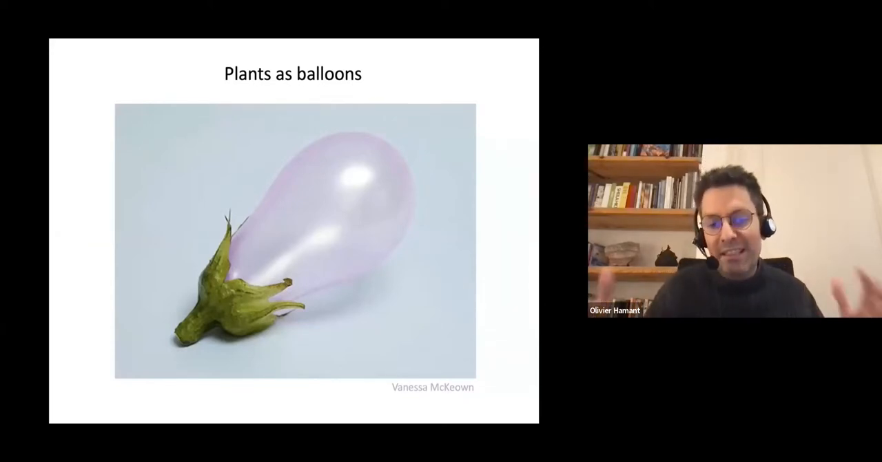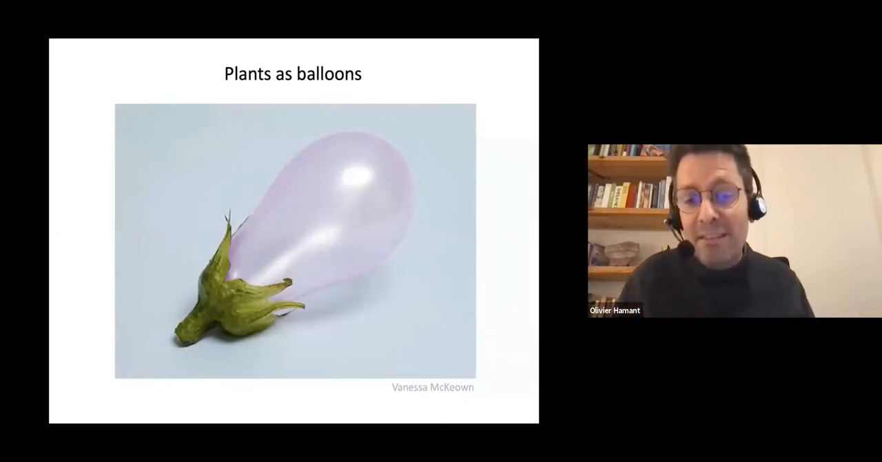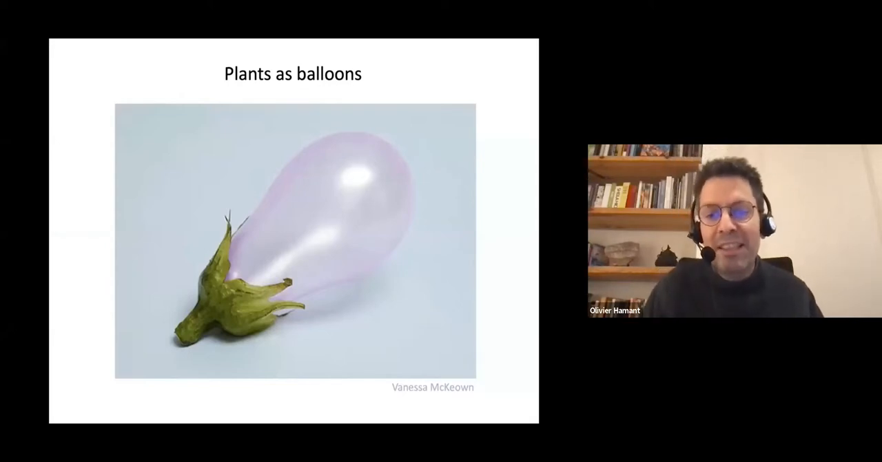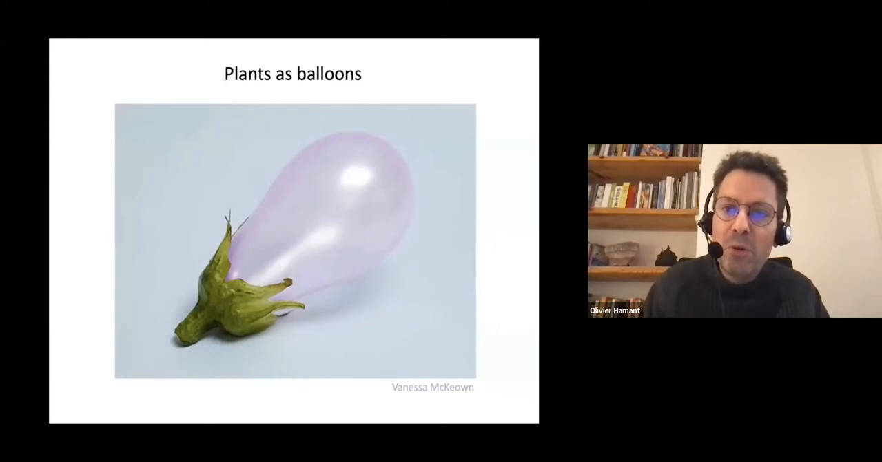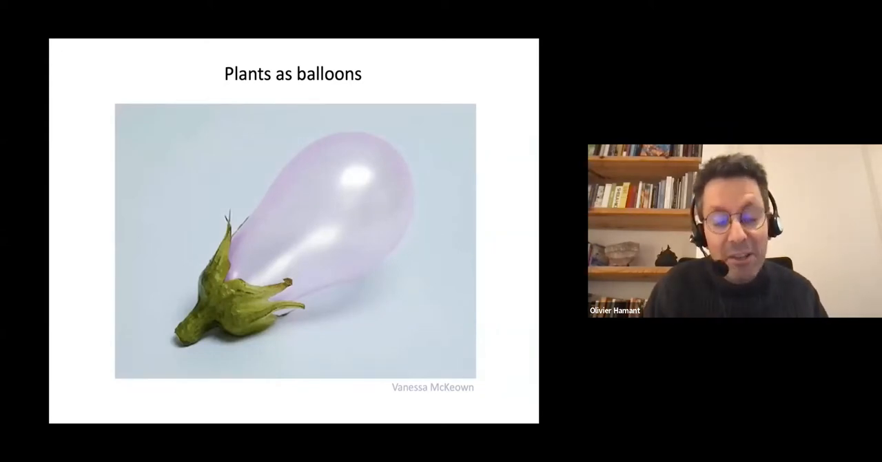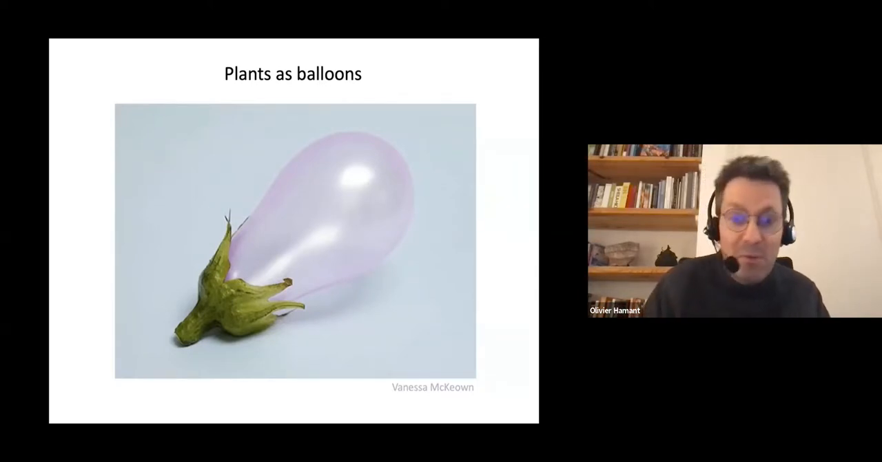There is evidence, and actually this is from the 19th century, so this is really old news, that the epidermis is under tension and the inner tissues are under compression. This balloon analogy is very convenient because, of course, the mechanics of a balloon is quite simple, so we can derive a number of rules from this analogy.